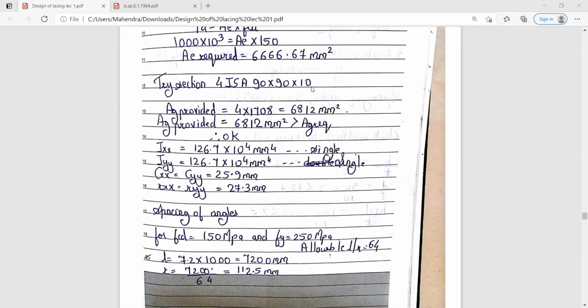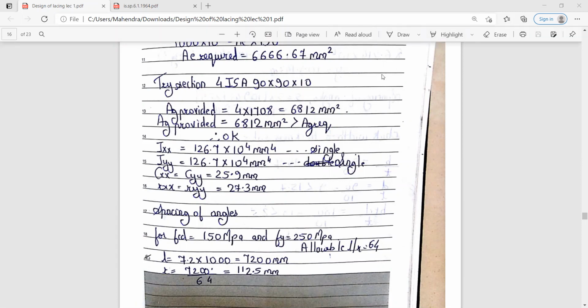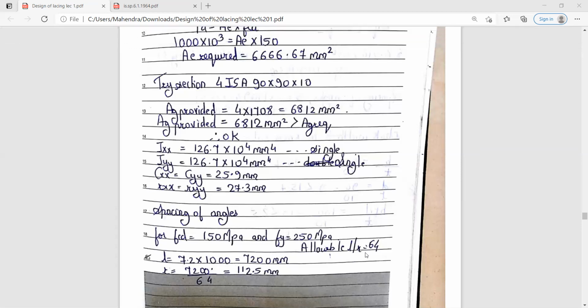Allowable L by R we get from the IS code 800/2007. You know the value of FCD and the value of FY, so you can calculate the value of lambda. Lambda is nothing but the L by R ratio. So L by R you will get from the IS code 800/2007. We always calculate FCD, but here you need to calculate L by R ratio. So L by R is 64.